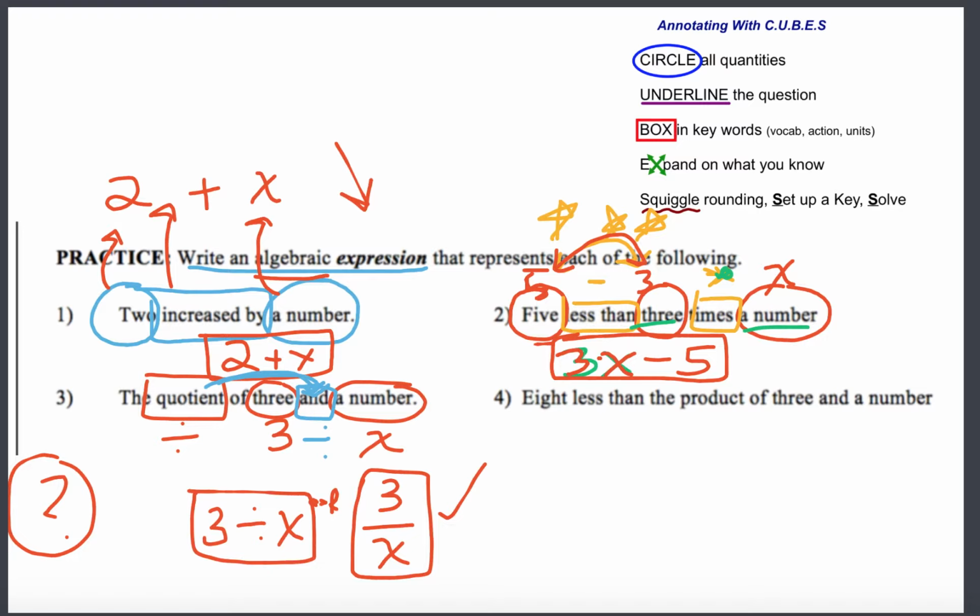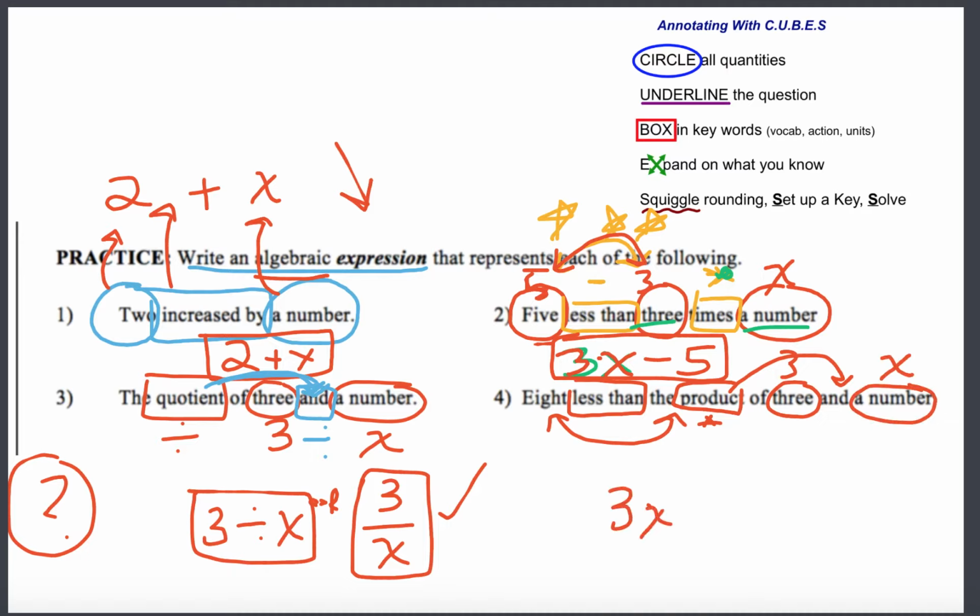In number 4, we have that tricky word "less than" again, which reminds us that we're going to have to switch something. It also said the product, which means to multiply, of 3 and a number. "And" tells us where that operation is going to go, and a number is an unknown. So we have 3x minus 8 as our answer.